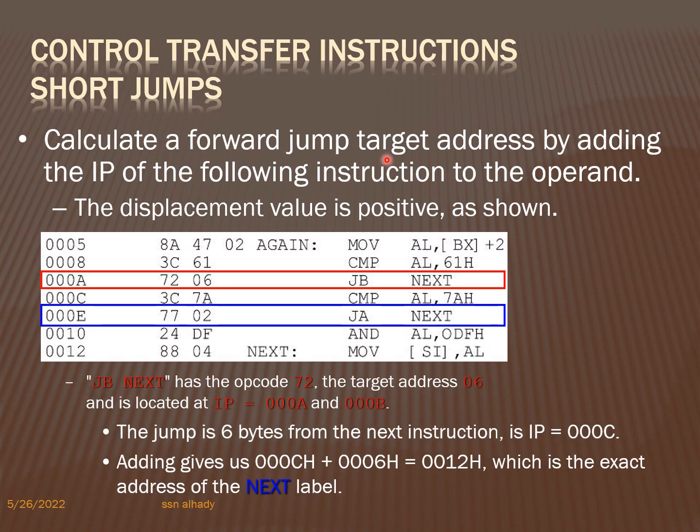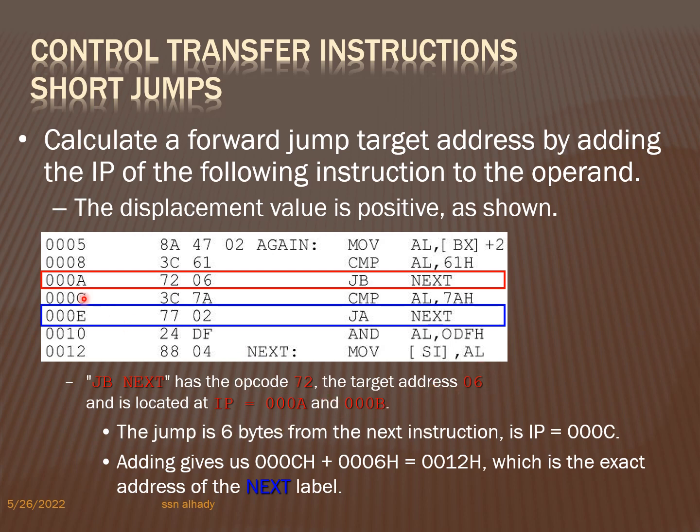Calculate a forward jump target address by adding the IP of the following instruction to the operand. The displacement value is positive as shown. Next, look here, this is jump below. 72 and 06 is the displacement you need to add. So jump below has the opcode 72, this is the opcode, and the target address is 06.